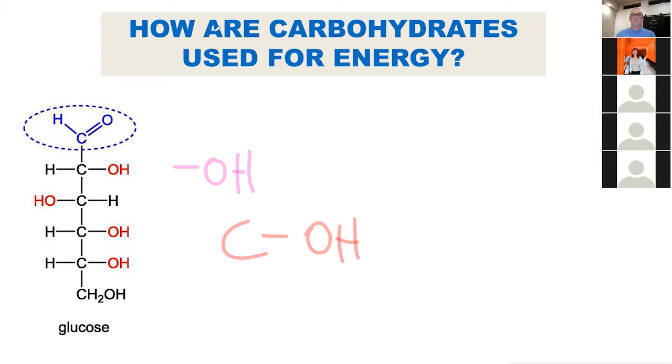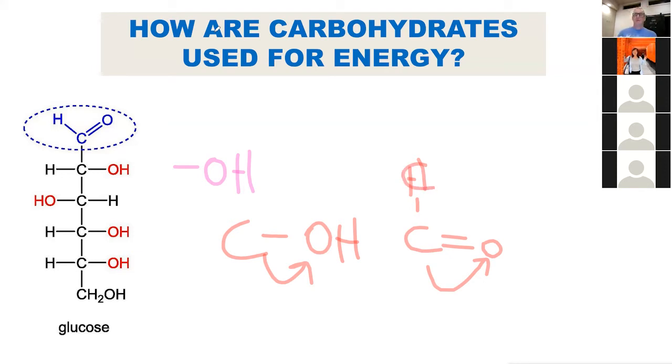C double bond O, right? Because now this carbon goes from being singly bonded to oxygen to being doubly bonded to oxygen. And if it's at the end of the molecule, it gets turned into an aldehyde. And if it's in the middle of the molecule, it gets turned into a ketone.